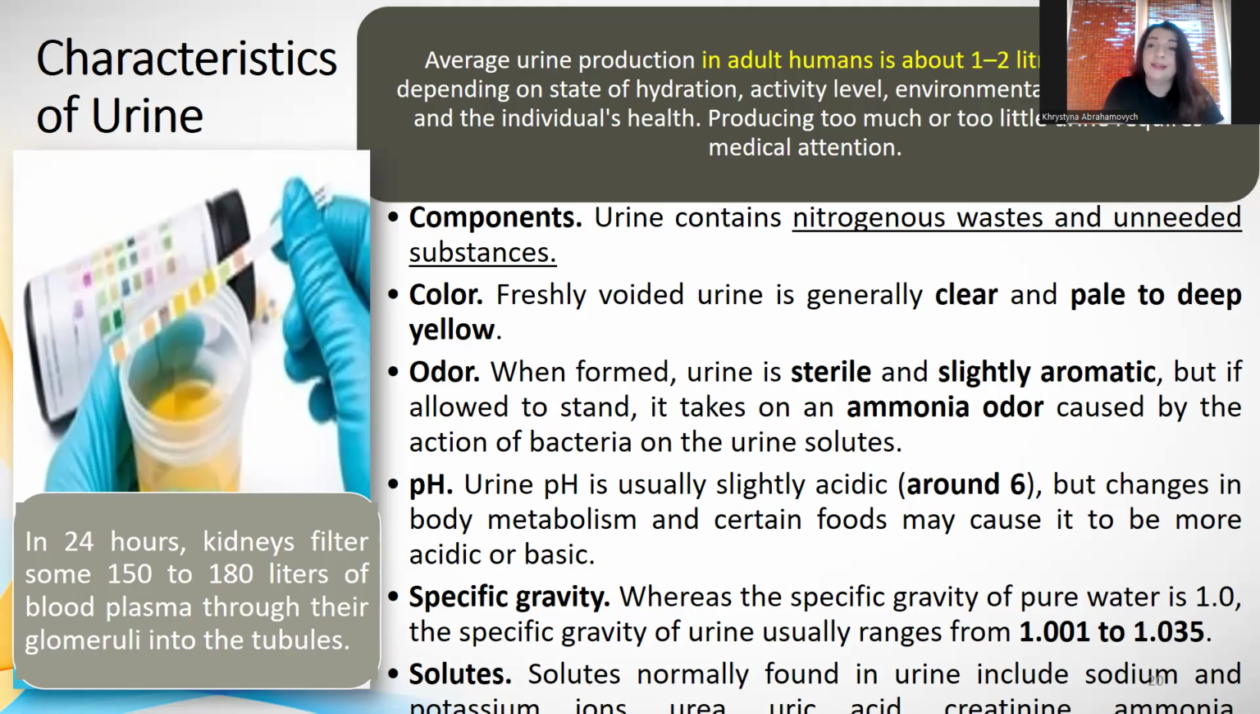Specific gravity of urine is between 1001 and 1035. And specific gravity means how good the ability of the kidney is to concentrate the urine. And finally, solids. Solids normally found in urine include sodium and potassium ions, urea, uric acid, creatinine, ammonia, etc. So, in 24 hours, kidneys filter some 150 to 180 liters of blood plasma through their glomeruli into the tubules.